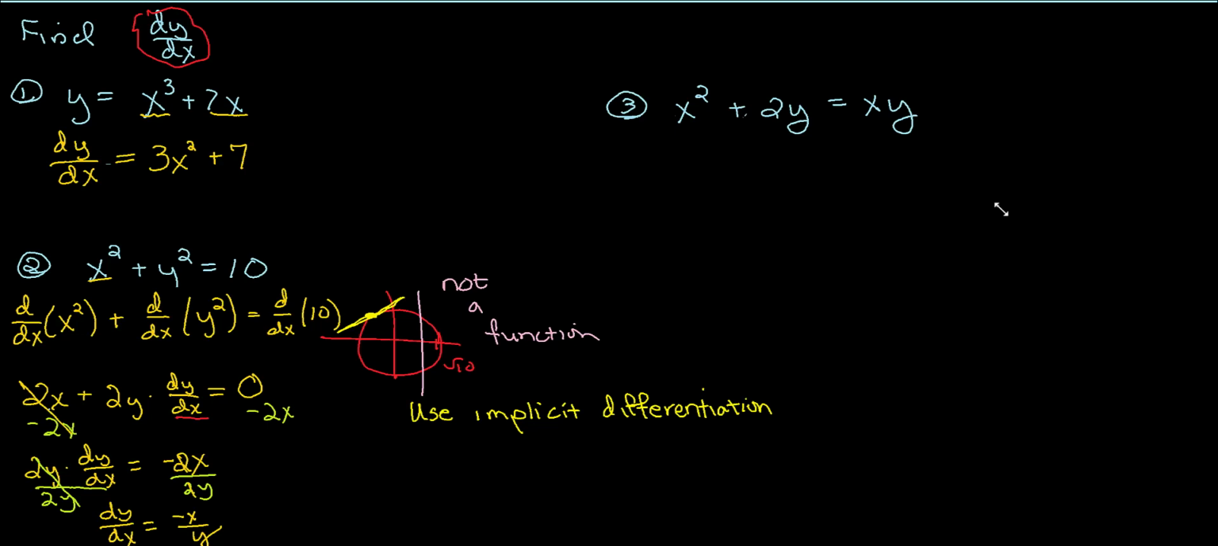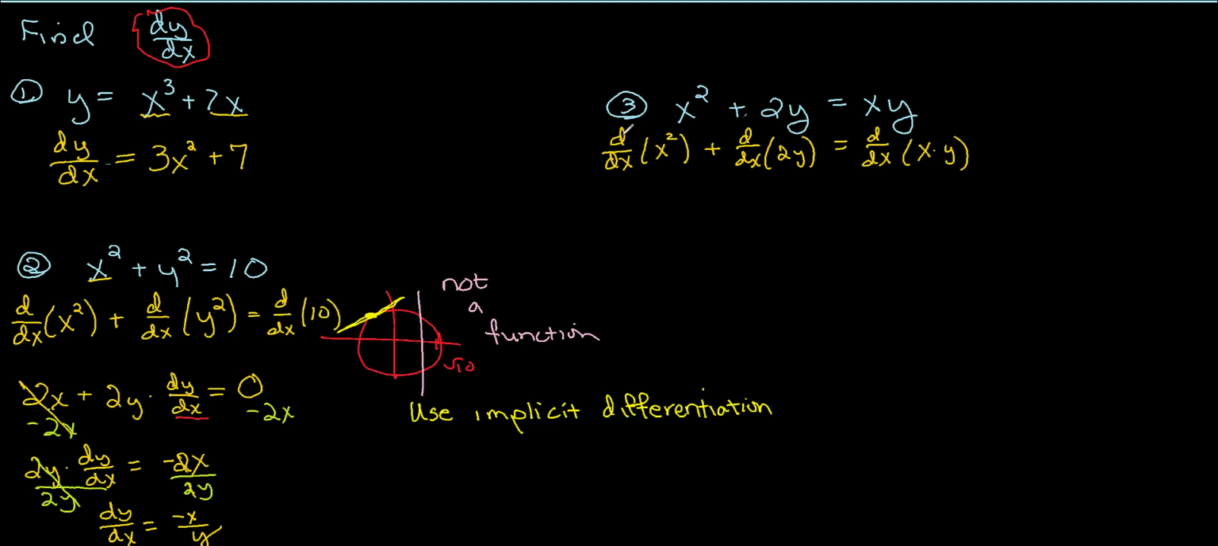Okay, so let's go through. Same deal. I'm going to go through term by term. First term, I'm going to do the derivative with respect to x of x squared plus the derivative with respect to x of 2y equals the derivative with respect to x of x times y.